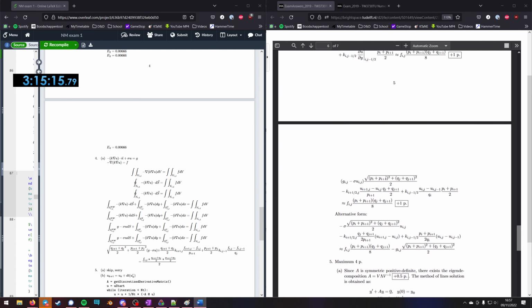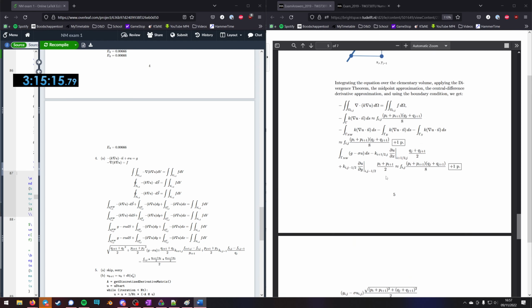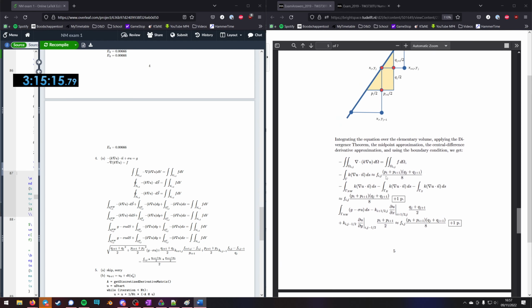Jesus, this is long. They do not skip over anything. So this part I've got correct. I just call it V. They call it omega. And they put the negative outside of the brackets.